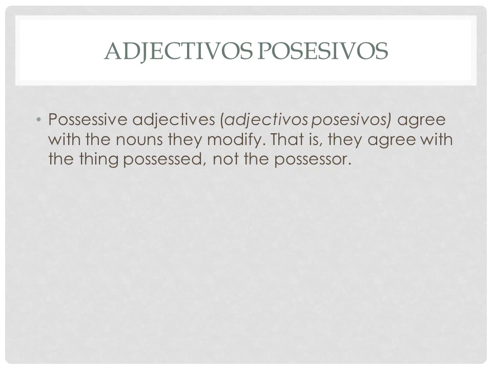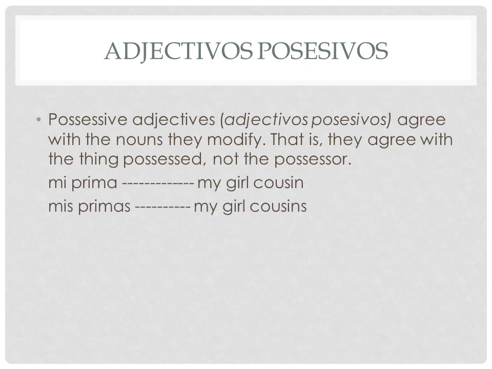So let's look at what examples we can find. Mi prima, which means my girl cousin. Mis primas, my girl cousins. I still possess that. Those are my cousins. But the possessive adjective mi has to agree with prima. In the second example, it has to be plural because primas becomes plural. Mis primas, but the same person still owns this, which is yo.